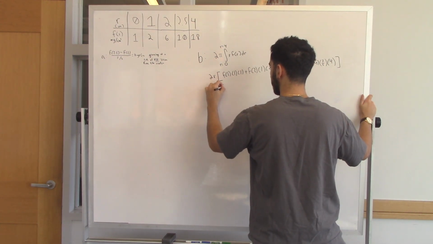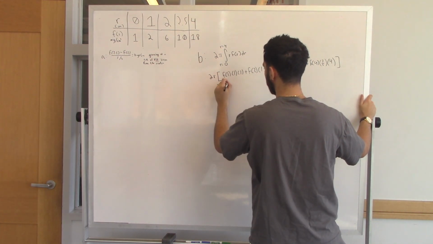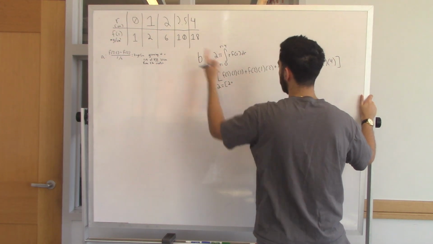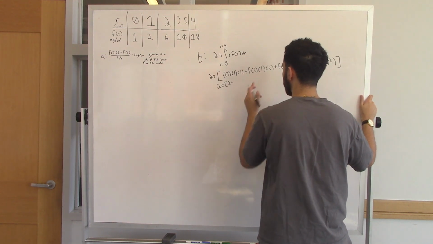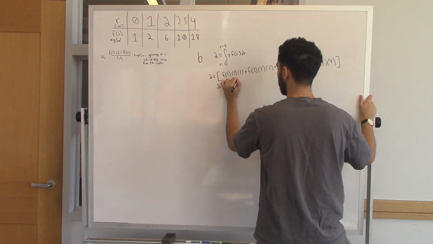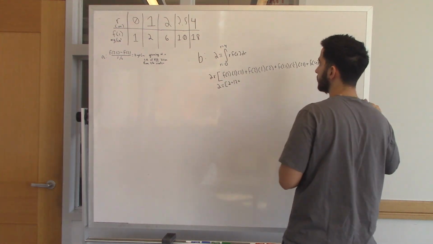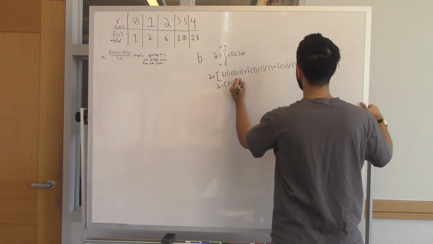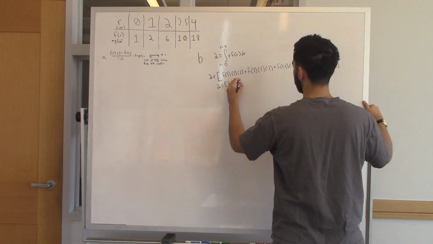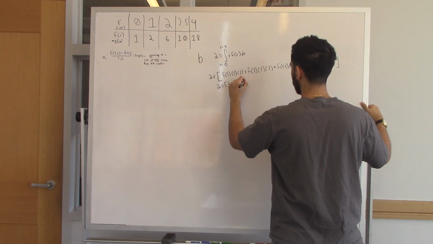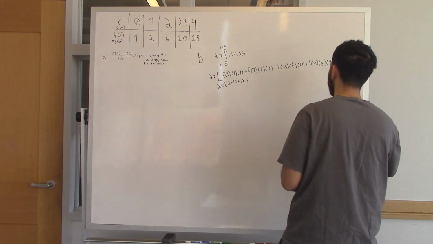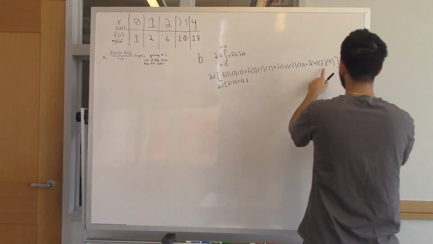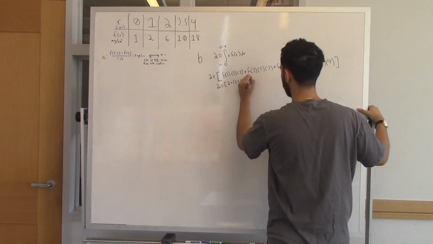Alright, so we're still going to have 2 pi times f of 1 is 2, times 1 times 1 is just going to be 2, plus f of 2 is 6, times 1 is 1, times 2 is 12, plus f of 2.5 is 10, times a half is 5, times 2.5 is 12.5, plus f of 4 is 18, times 3/2 times 4. Well, this is the same thing as multiplying by 6, so we're going to have 18 times 6.